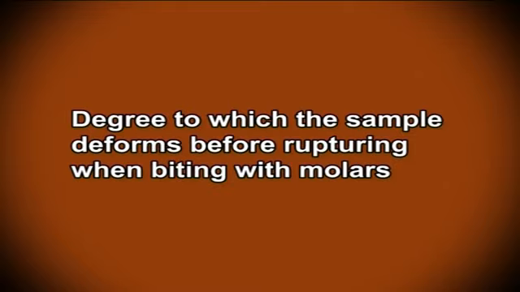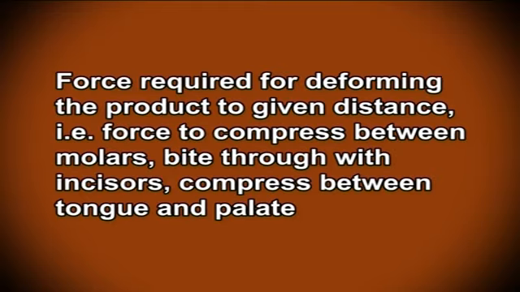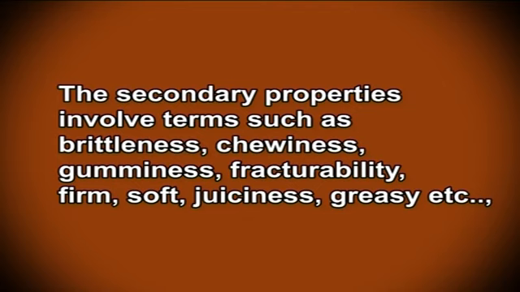Cohesiveness: degree to which the sample deforms before rupturing when biting with molars. Hardness: force required for deforming this product to given distance, that is, force to compress between molars, bite through with incisors, compress between tongue and palate. Viscosity: force required for drawing a liquid from a spoon over the tongue. The secondary properties involve terms such as brittleness, chewiness, gumminess, fracturability, firm, soft, juiciness, greasy, etc.